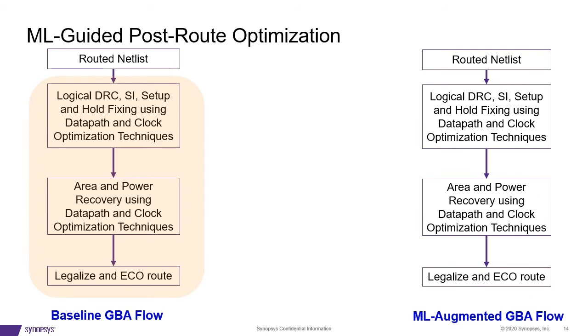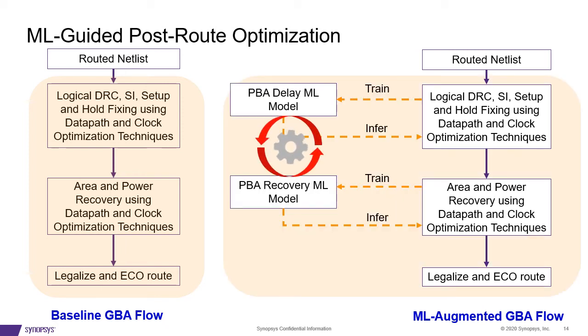This is an example of how we implement the ML augmented GBA flow. On the left hand side is a baseline GBA flow that I described a few slides back. During delay fixing, we train a delay model, and during the various steps of delay fixing, the model is inferred and adjustments are applied. Similarly, during area and power recovery, we train another model, and then we incrementally infer them during optimization.